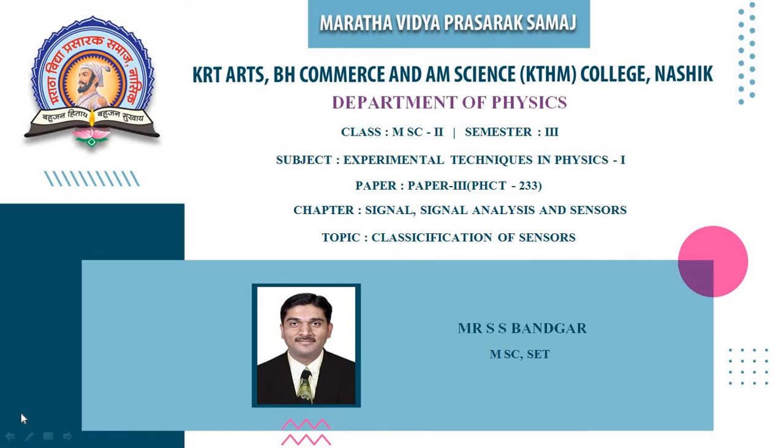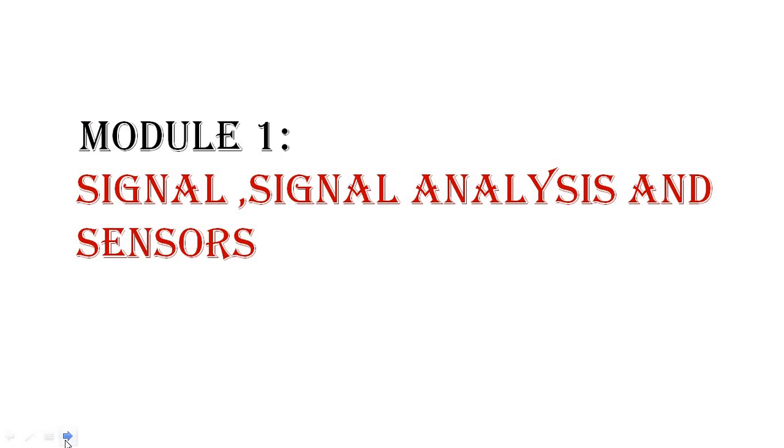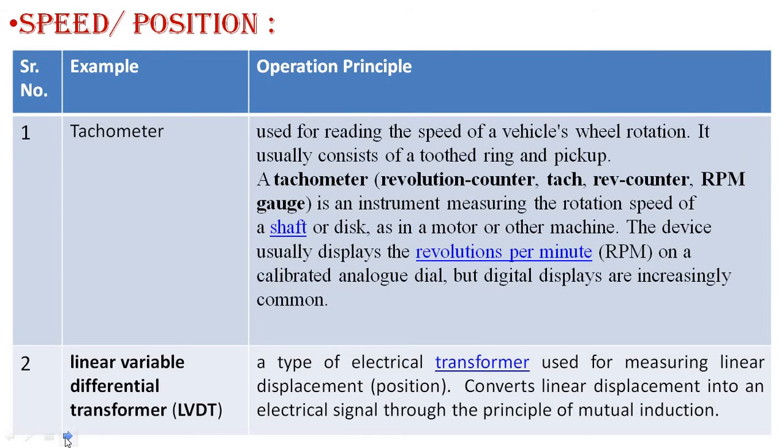Today we are going to discuss the M.Sc second year, paper 3, semester 3 subject, Experimental Techniques in Physics. We have to cover the first chapter, signal analysis and sensors. Today we will cover the second part of the classification of sensors. The first module is signal analysis and sensors. Now the next parameters for sensing, the physical parameters measured by sensors, with some different examples.